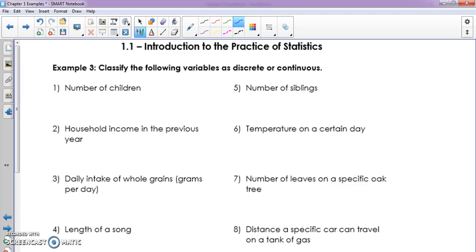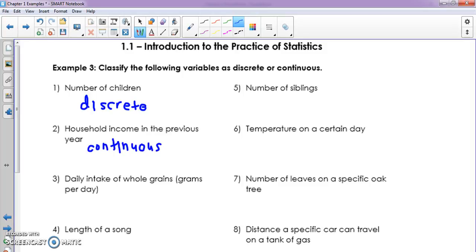So our first example here says number of children. So, number of children, we can count those. So that would be discrete. Household income in the previous year, so that would be continuous. A lot of people think about that being measurable. So you could argue that that's discrete, so you want to make sure that you're writing reasons out there on your test, and I'll leave a show work space there for your test to make sure that you're writing that down, why you think it's discrete or continuous.